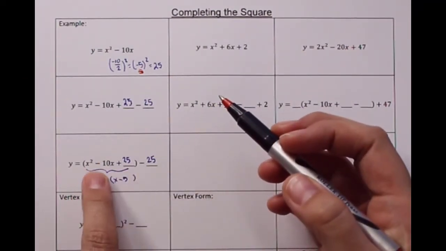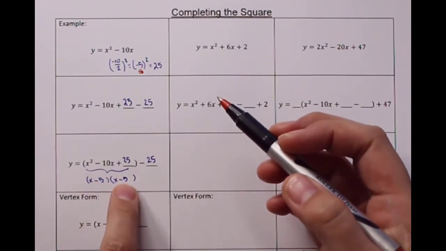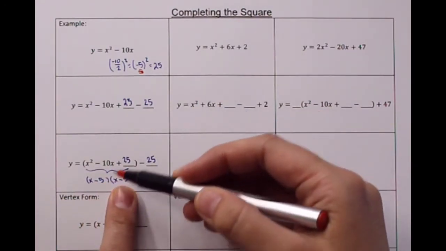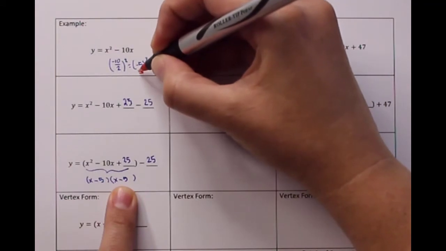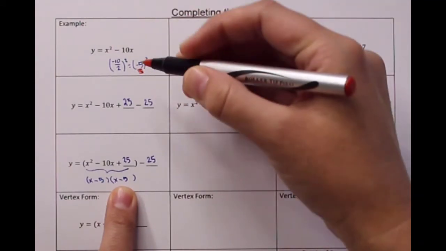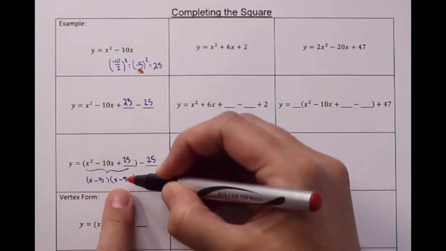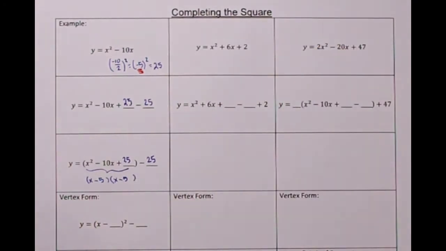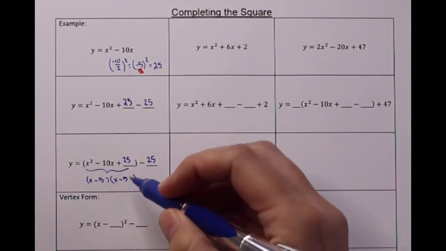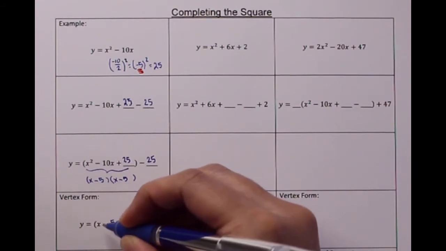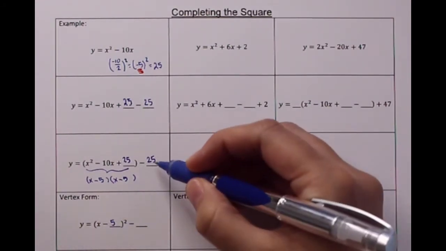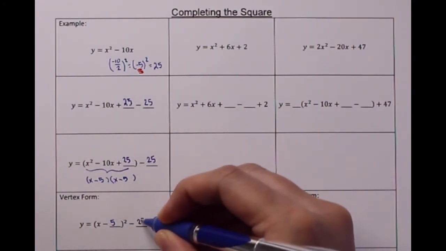So that's kind of a nice shortcut. This one, it's not hard to factor. We could figure out that it's x minus 5 times itself. But sometimes when it's harder, it might be nice to look back here and say, oh, that negative 5 is going to go right into my factors. So a nice shortcut for us. And so x minus 5 times itself is x minus 5 squared. And then there's still that minus 25 in the back.